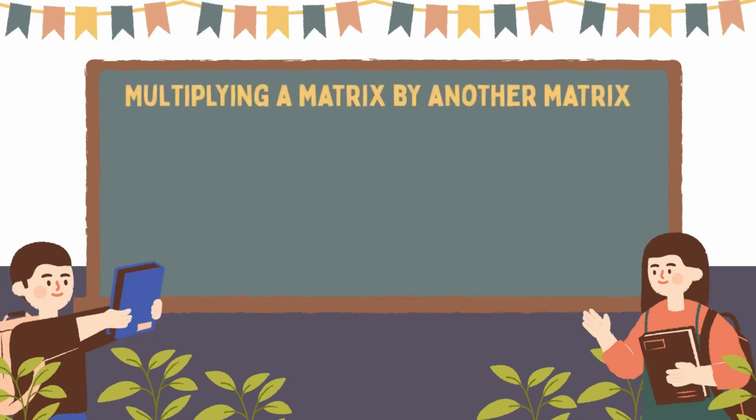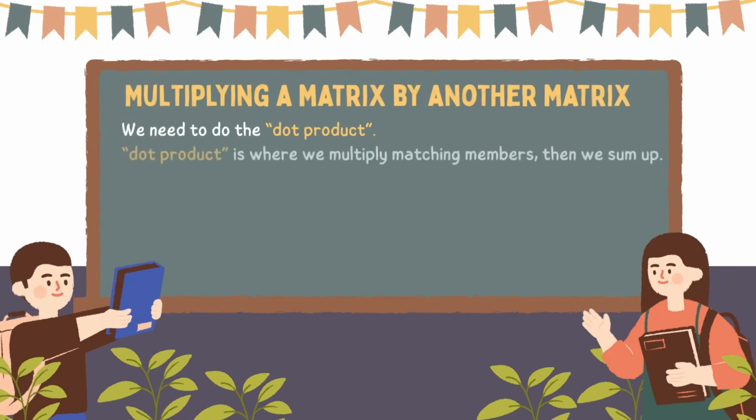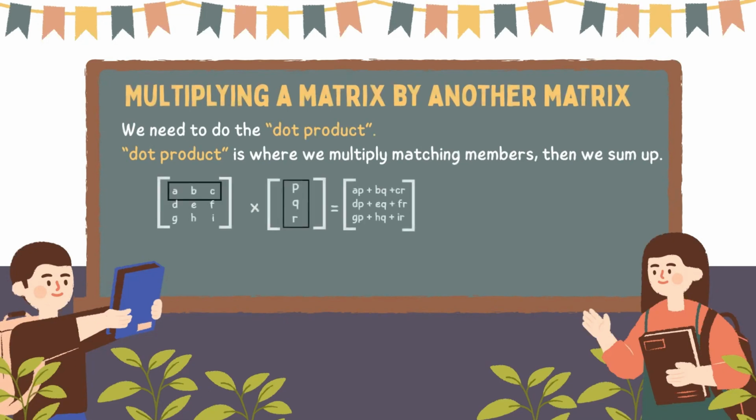Okay, next to the main topic is multiplying a matrix by another matrix. To multiply a matrix by another matrix, we need to do the dot product. The dot product is where we multiply matching members, then we sum up. Matching members means you multiply the rows with the columns. For example, there are 2 matrices. Let matrix A have order 3 times 3 and matrix B have order 3 times 1.